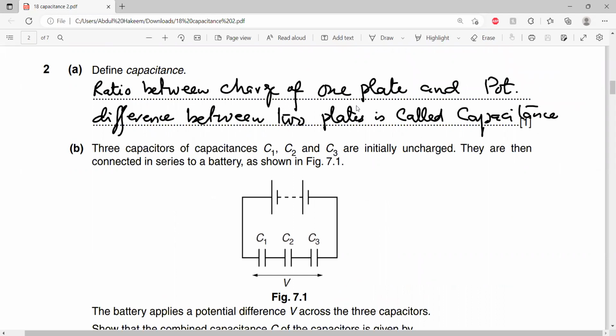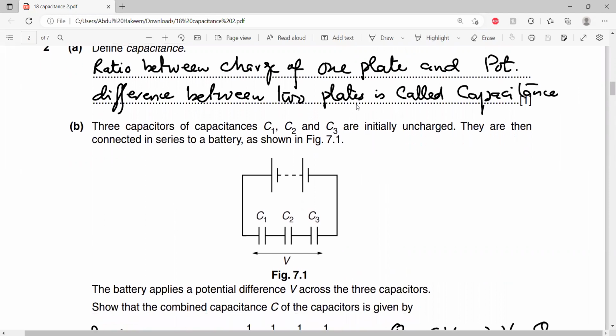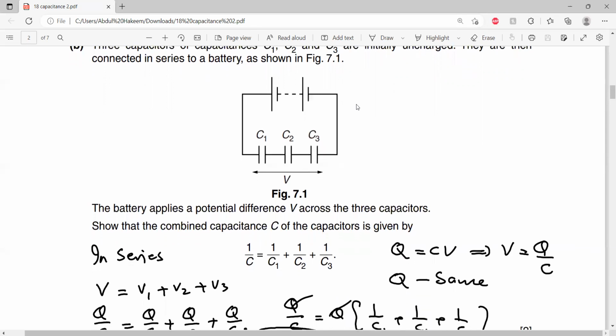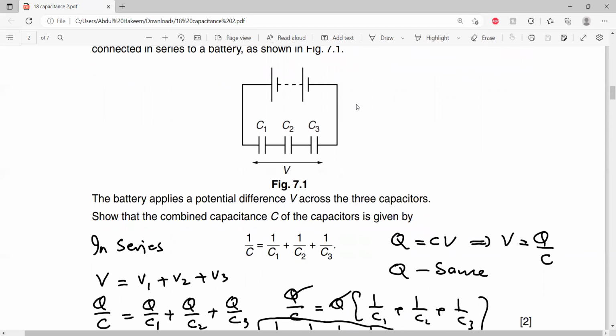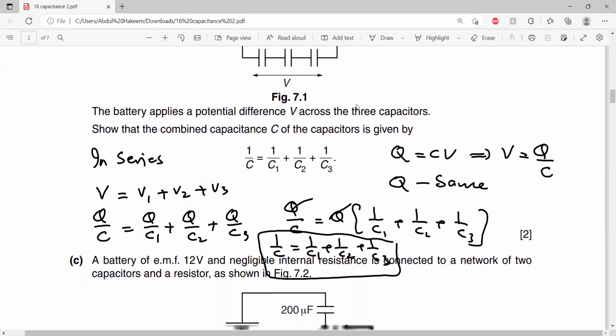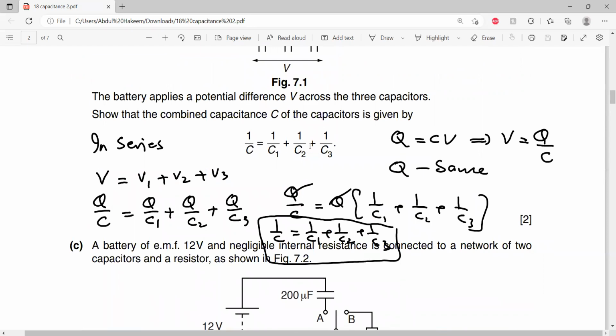Next, the ratio between the charge of one plate and the potential difference between two plates is called capacitance. This is the definition of capacitance. Now the next: three capacitors of capacitance C1, C2, C3 are initially uncharged. They are then connected in series to a battery as shown in the figure. The battery applies a potential difference V across the three capacitors. Show that the combined capacitance C of the capacitors is given by 1 over C1, 1 over C2, 1 over C3.